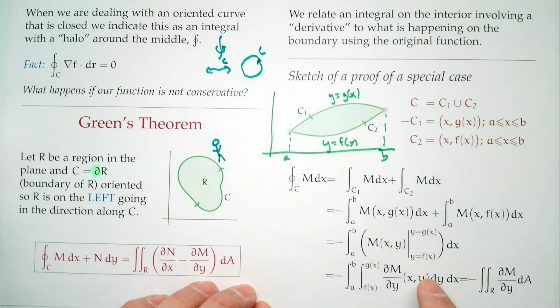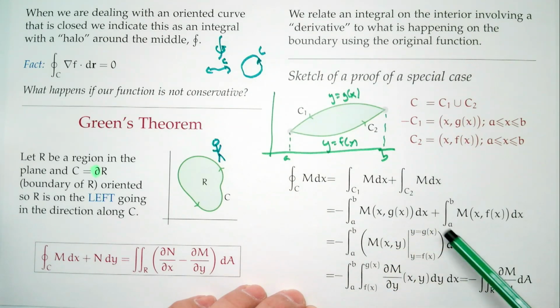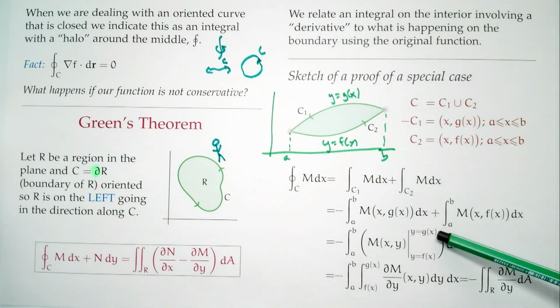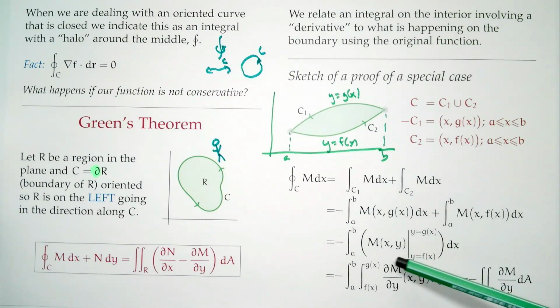Now, what do we do? Well, we can write this the following way. This is the integral from a to b of M of x comma y evaluated from y equals f of x to y equals g of x. Remember this notation. This notation says you plug in the top function, subtract, plug in the bottom function. So if you plug in the top function, you get M of x, g of x, which is right there. If you plug in the bottom, you get M of x, f of x, which is right there. So it's sort of a way to compress the notation.